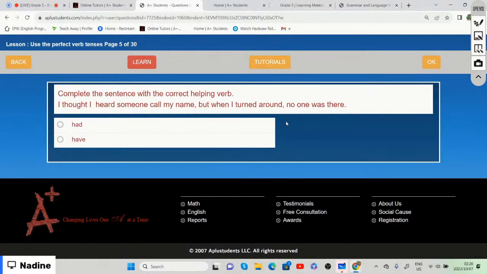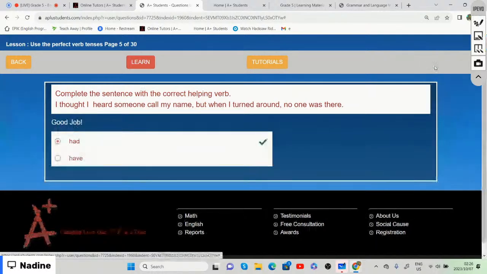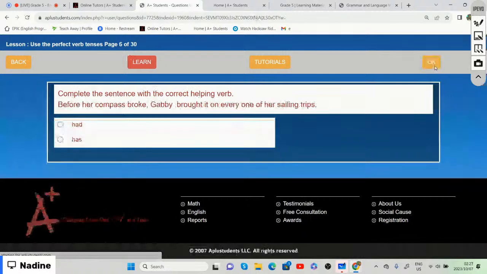All right, so if we choose the correct helping verb to complete the sentence, we will say, I thought I had heard someone call my name, but when I turned around, no one was there. So had is correct. Well done.